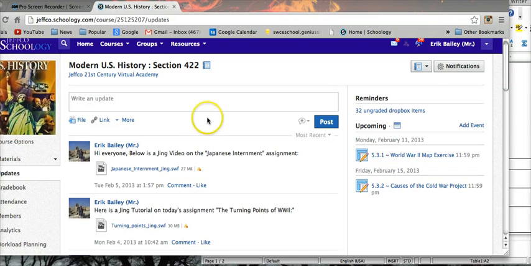Hey everyone, today's assignment on Monday, February 11th, 2013 is the World War II map exercise. And we're kind of finishing up World War II, getting into more of the Cold War part of this unit. So when you are completing an assignment, it's Unit 5, Session 3, Assignment 1.